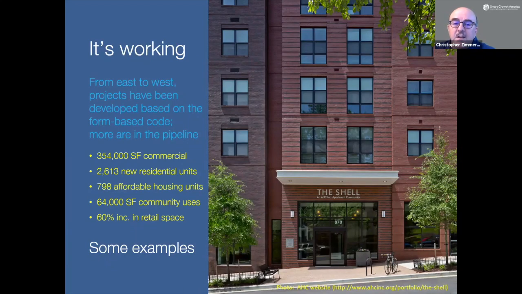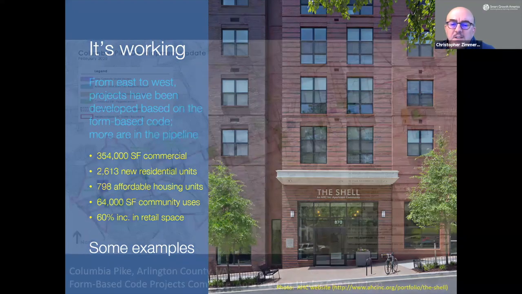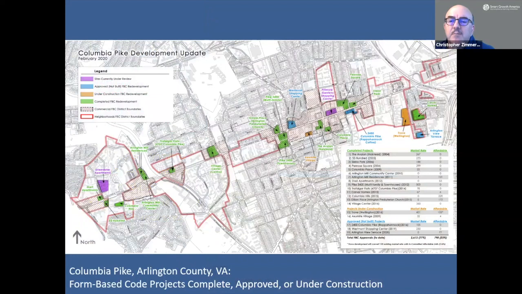From east to west, we've gotten new developments come in based on this code, and there are more in the pipeline. Right through two recessions, really, we've had continued construction with more commercial, more residential, more committed residential, that is to say, housing units that are committed to be affordable to folks at lower and moderate incomes, and other space too, as well as a significant increase in retail space. So I'm just going to run through some examples here.